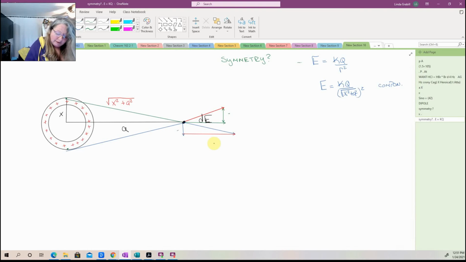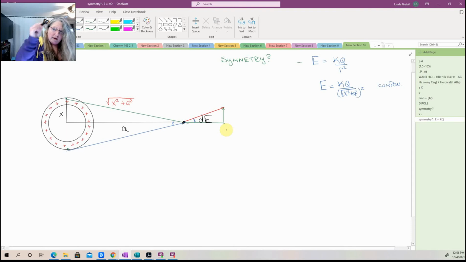Now to make life easier, I'm going to erase this piece so it's not so cluttered, and we'll focus on the top piece. I'm drawing a single arrow just because it's going to drive me nuts otherwise. Okay, and what do I notice from that? Well, what I notice is that this angle here is going to be the same as this angle here.